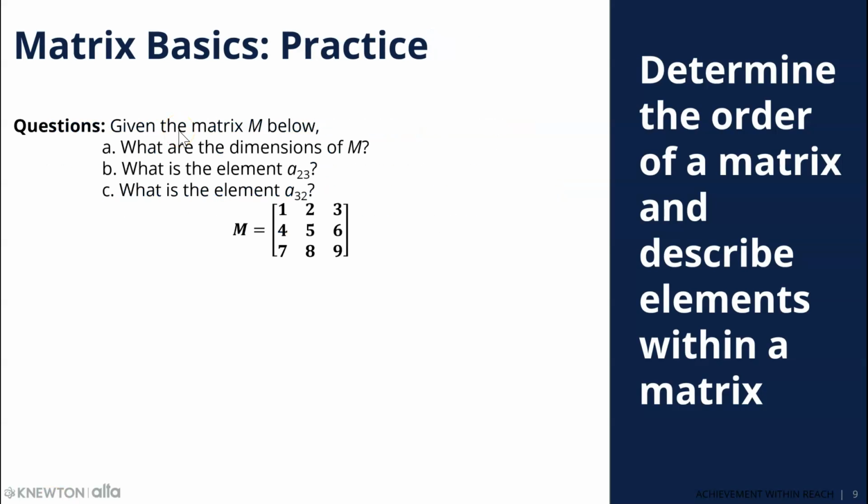Now let's consider an example. We are given here matrix M. We want to find the dimensions of matrix M. So to give the dimension, we count first the number of rows. So we have 1, 2, 3, 3 rows. And then the number of columns, 1, 2, 3, 3 columns. So this matrix here is of dimension 3 by 3.